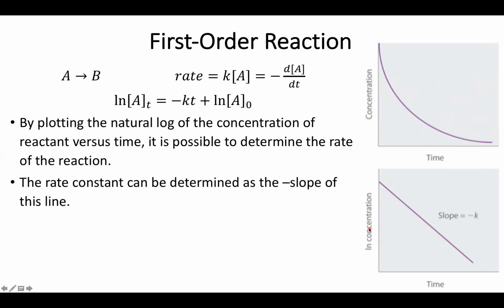Now, one of the really cool features about this is that since time is our x-axis, everything before it is the slope. So the rate constant is just equal to the negative of the slope of the reaction. So by simply plotting this behavior, ta-da, we can get the rate constant and confirm that it's first order.